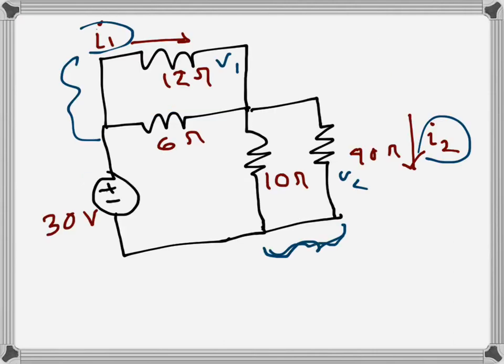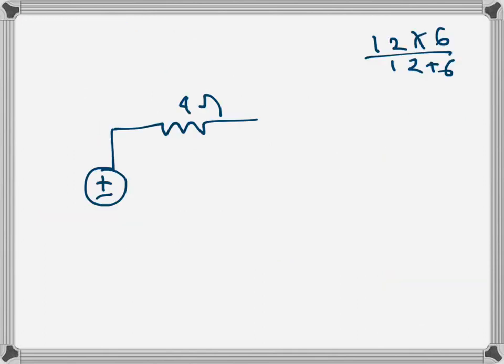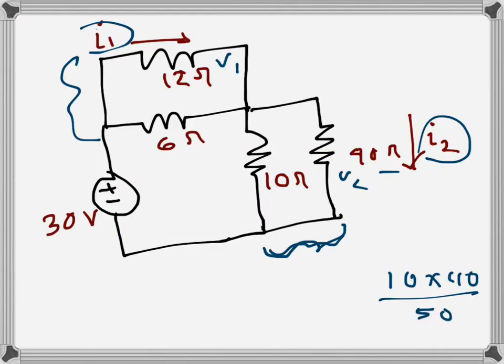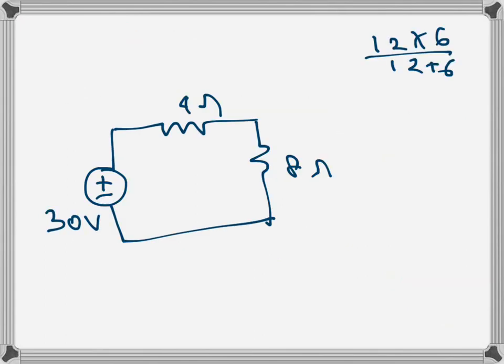Similarly these two, 40 and 10, the equivalent will be 40 times 10 divided by 40 plus 10, so that's 400 over 50. So the equivalent will be 8 ohms. This way we can find the total current. First we can find the total current that is coming out of the voltage source. So that will be 30 divided by 12, that's 2.5 amps. That will be the current, if we call it I.